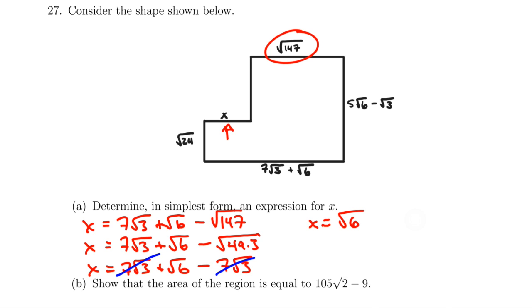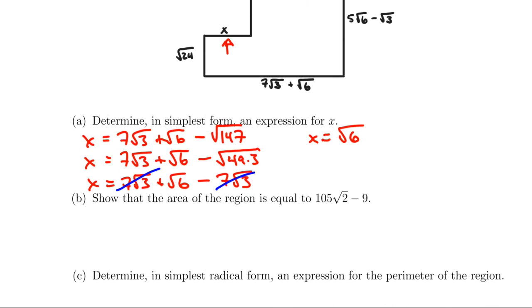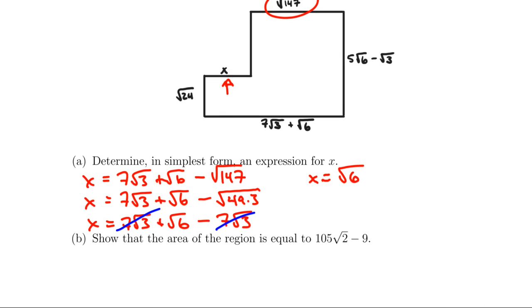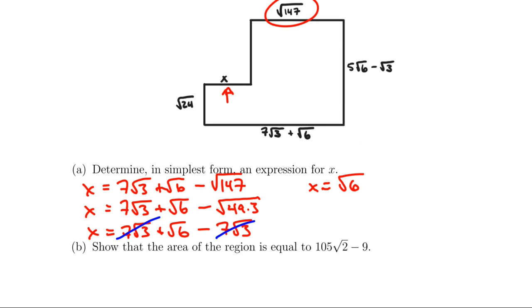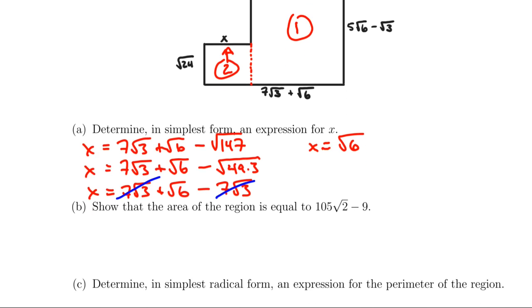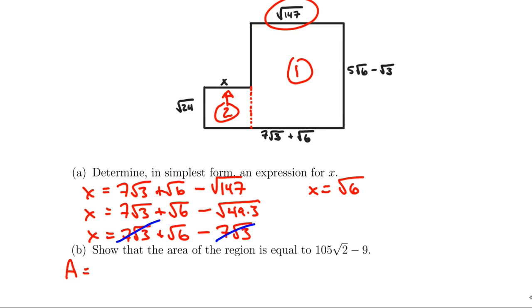Perfect. Now the question is, show that the area of the region is equal to 105 root 2 minus 9. Okay, so what I'm going to do here is split it up like this. I'm going to break it up down there. And so I've got this first one, and I've got this second one here that I'm going to figure out the area for. So the area of the first one is going to be root 147 times 5 root 6 minus root 3. And then the area of that smaller one is going to be the square root of 6, that's my x, multiplied by the square root of 24.